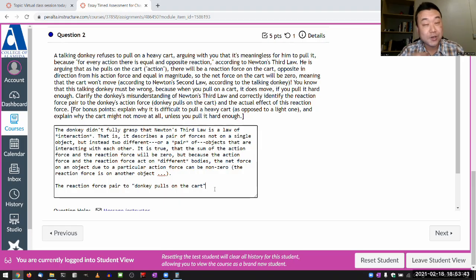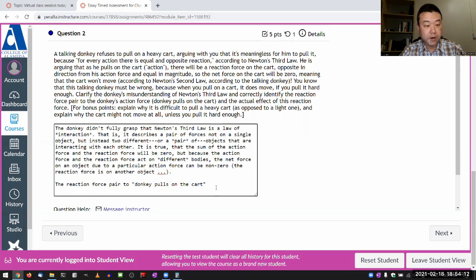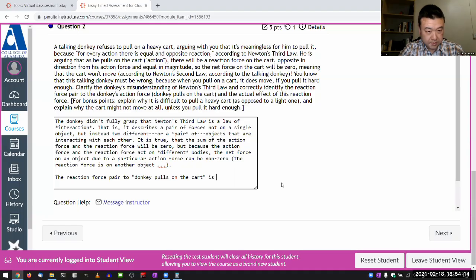One thing about action-reaction to make sure that you understand: it's not cause and effect. If you think "donkey pulls on the cart" is the action, and the reaction is "cart accelerates," you didn't understand Newton's third law correctly, because the action force and reaction force are not cause and effect. They occur simultaneously. One doesn't cause the other. There are two sides of one thing that happens all at once. So as the donkey pulls on the cart, the thing that happens is the cart pulls back on the donkey.